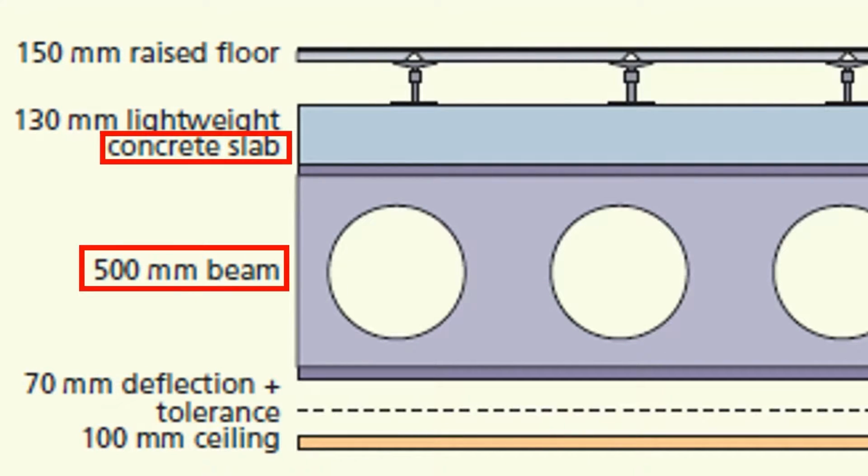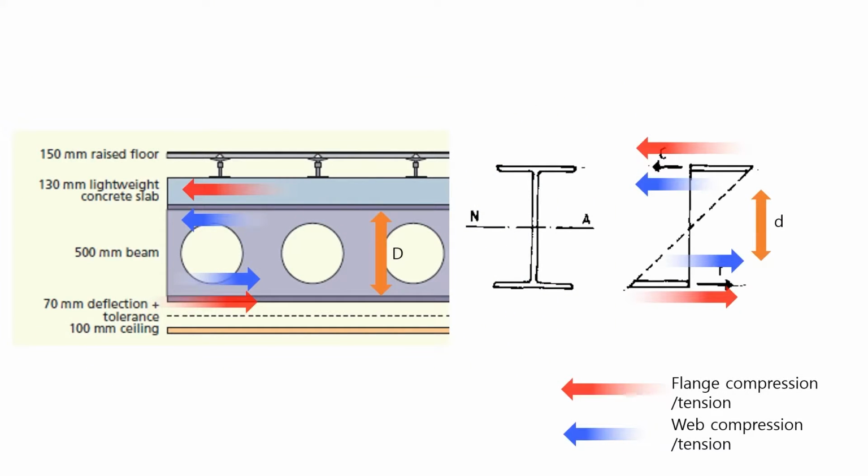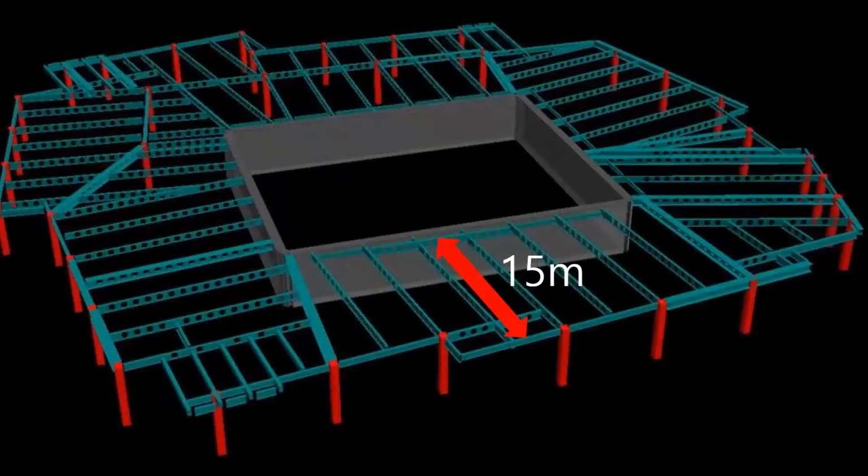The composite beam consists of 500 mm honeycomb beams and concrete slabs. Holes in the beam increased the length of the web, therefore the moment of inertia of the beam is increased. The increased moment strength could make a 50-meter long beam without columns.